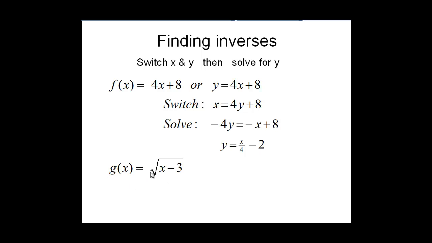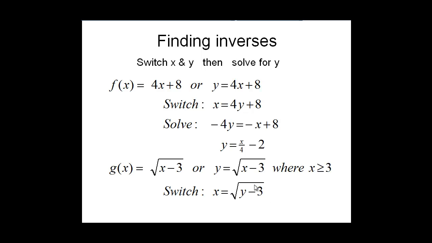Now suppose you have g of x is the square root of x minus 3. Do the same thing. That's the same as y equals the square root of x minus 3. We do have to put a restriction on it. x has to be bigger than 3 because we want a positive number under here. Switch places. x is equal to the square root of y minus 3.